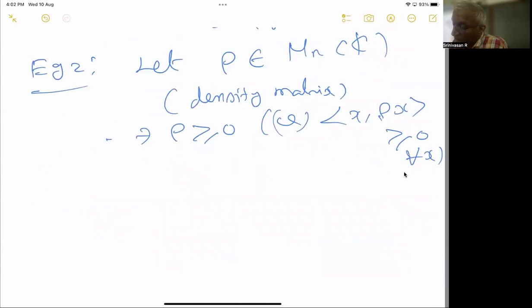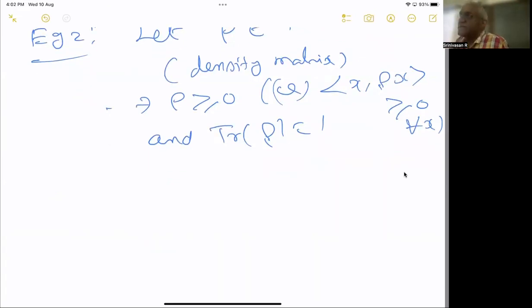So rho is positive and trace of rho equals 1. A positive matrix automatically implies it is self-adjoint, that is, rho equals rho star. A positive matrix with trace 1 is what is called a density matrix. That's all. So if rho is a density matrix, then on M_n(C), or on any algebra A if you want, which contains identity, you can define the following. I said rho is positive, meaning the inner product of x and rho x is greater than or equal to 0. That is the definition.